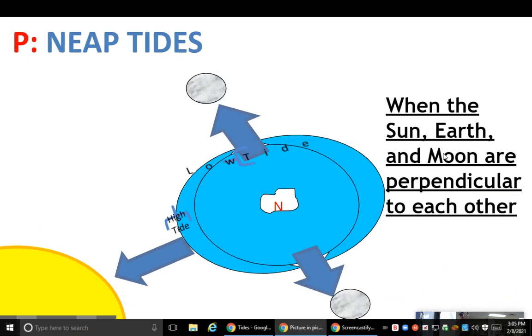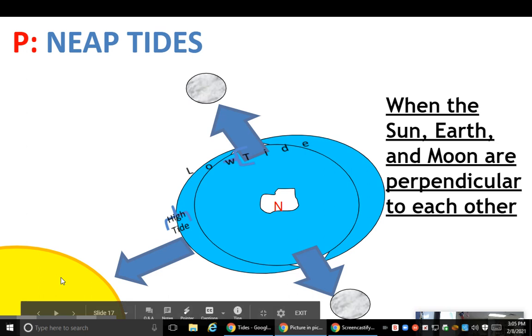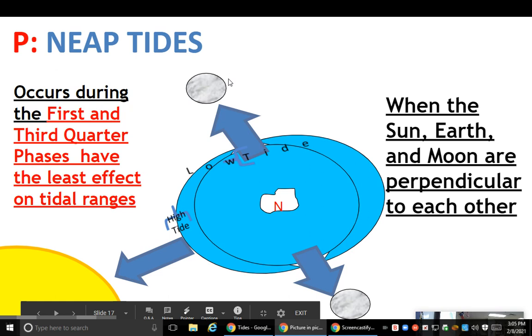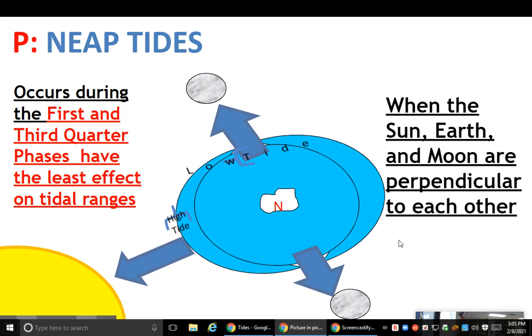Neap tides. When the sun, the earth, and the moon appear to be perpendicular at a 90-degree angle to each other, this occurs during the first and the third quarter phases. They have the least effect on tidal ranges.